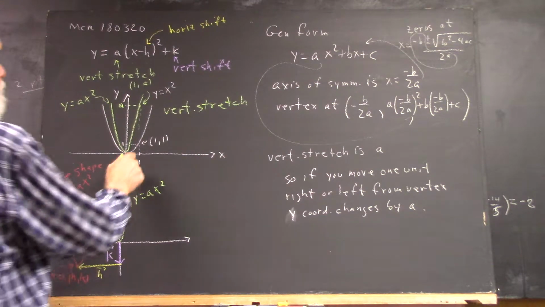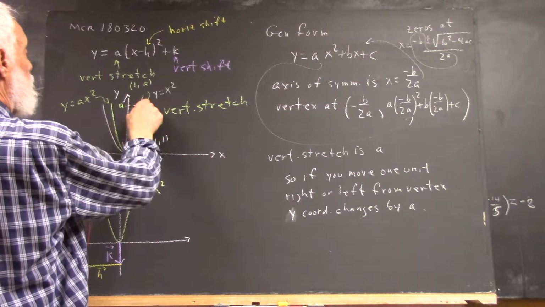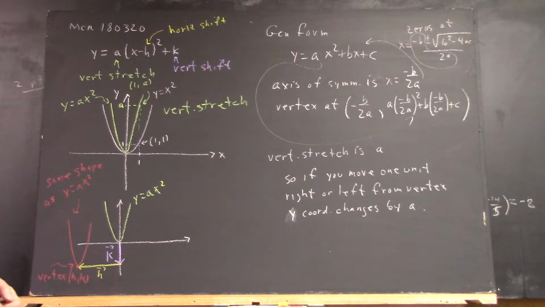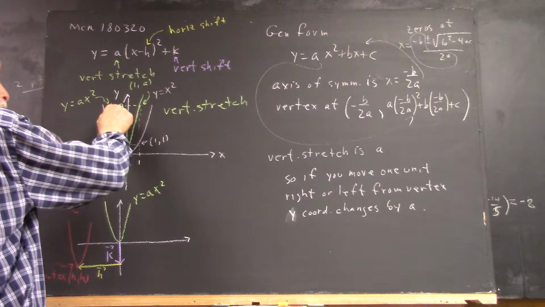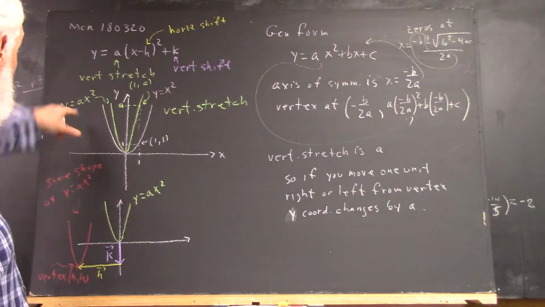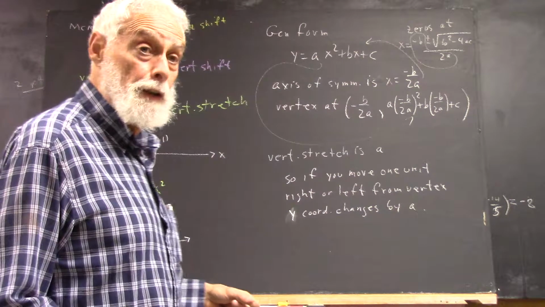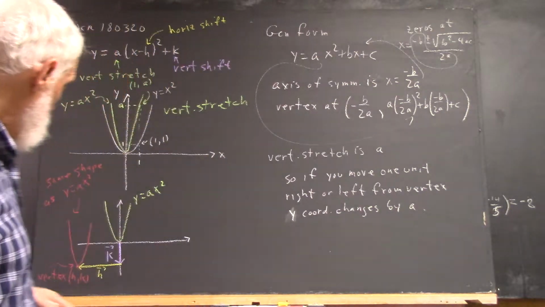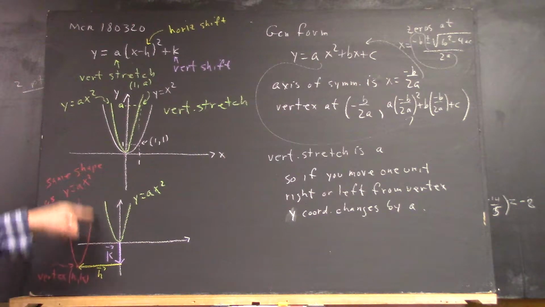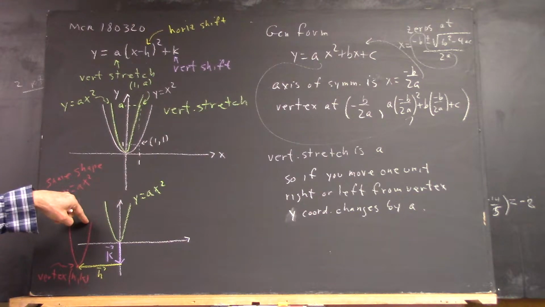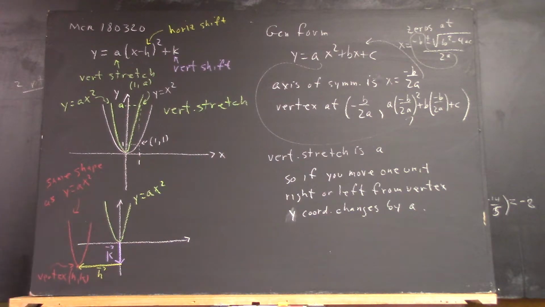Meaning then that if you go 1 unit over, you go a units in the y direction, right? Also, if you go 1 unit over to the left, you're going to go a units in the y direction by symmetry and by the numbers and everything else, okay? So when you graph this thing and you get your vertex, you know that if you go over 1 unit, you're going to go a units in the vertical direction and find a point on the graph.